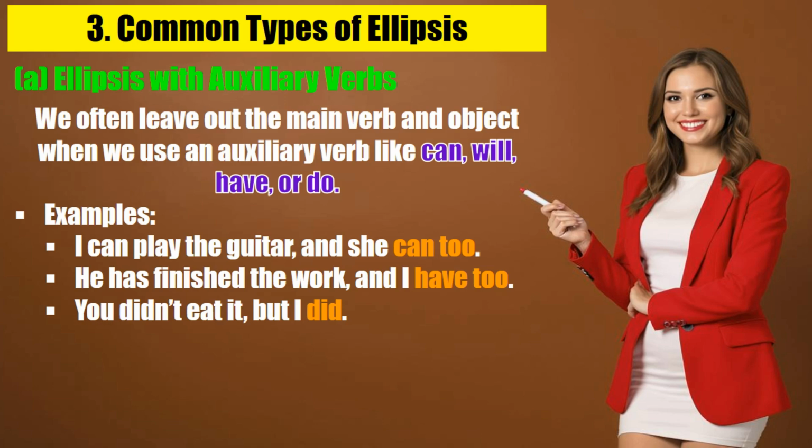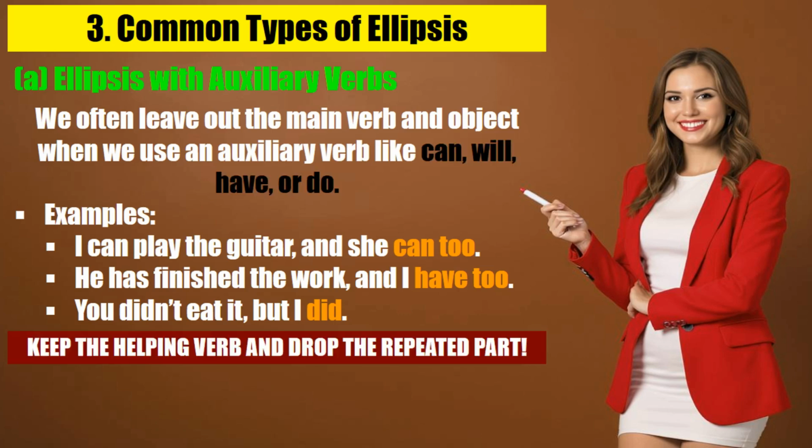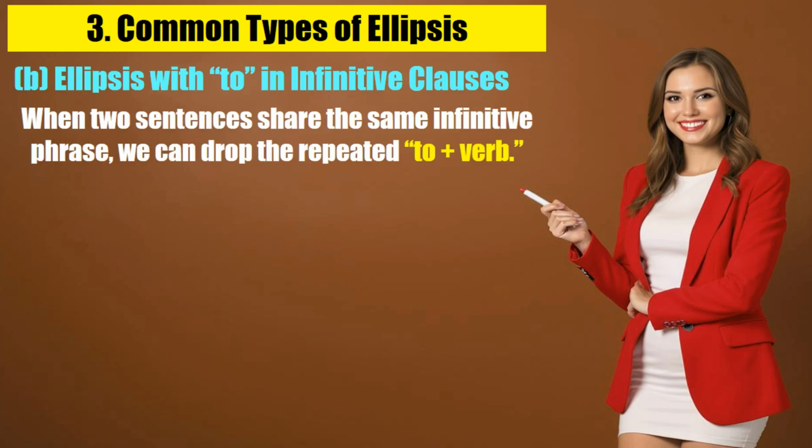He has finished the work, and I have too. You didn't eat it, but I did. Simple, right? You just keep the helping verb and drop the repeated part. B. Ellipsis with to in infinitive clauses. When 2 sentences share the same infinitive phrase, we can drop the repeated to plus verb.